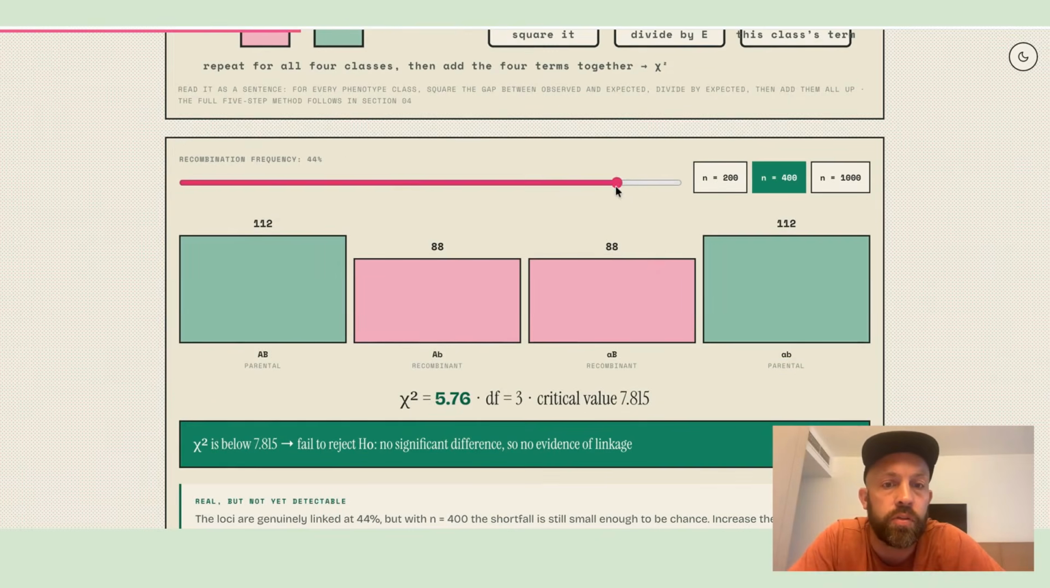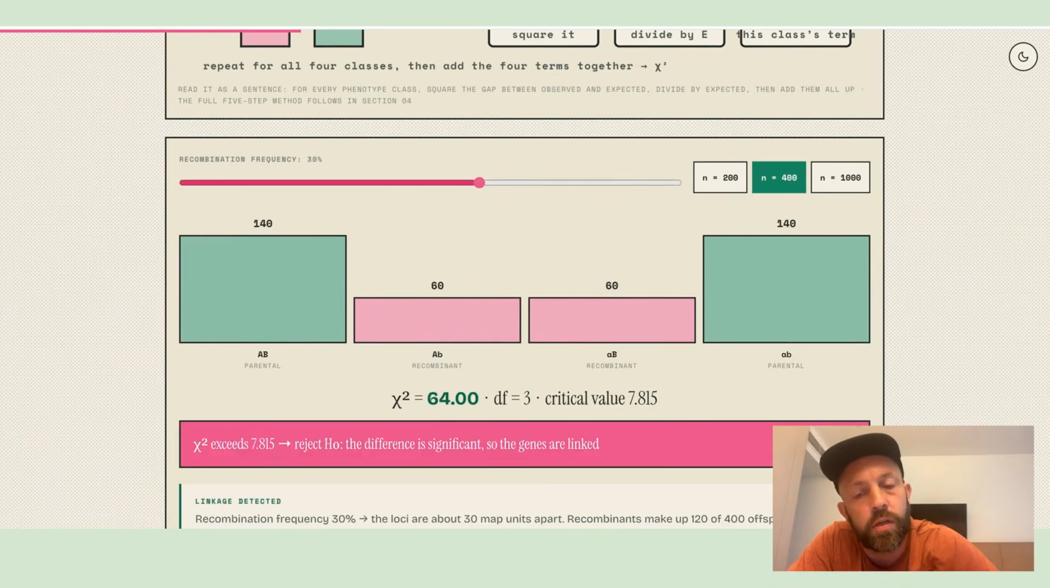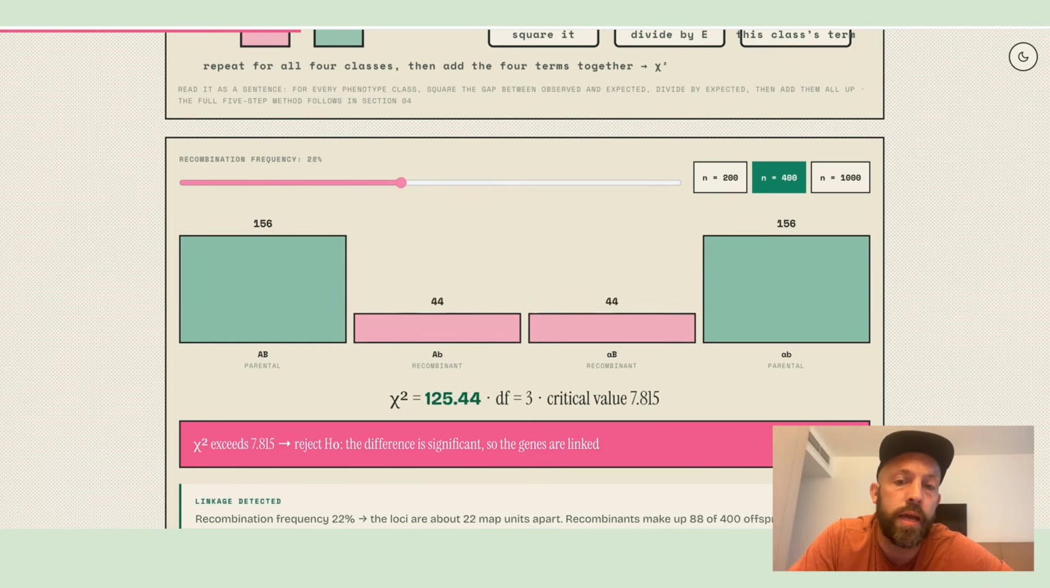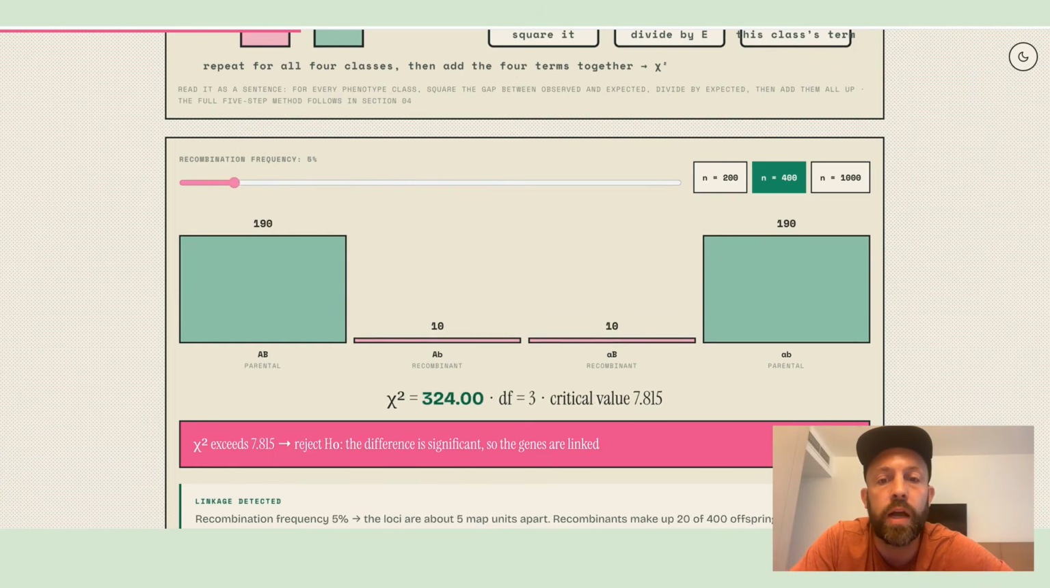That's why we need large numbers. However, if we start sliding this over, what we can see happen is what happens to our chi-square value. It's now 64. Our critical value is 7.815. If it's larger than that, then what we're saying is that, because you can see this number's got bigger, this recombination value's got lower. Therefore, the genes are actually linked, that they're not recombining very often, that we're not finding these two occurring very often. And the smaller that number is, the larger the chi-squared value.